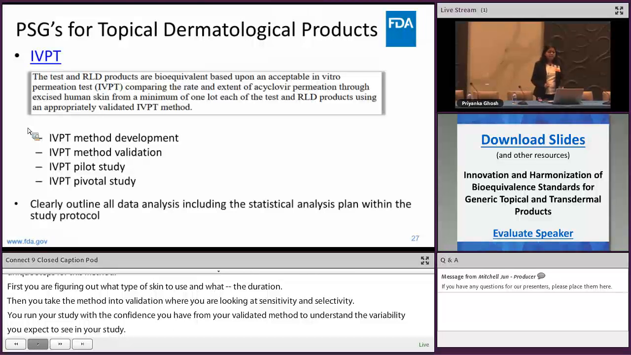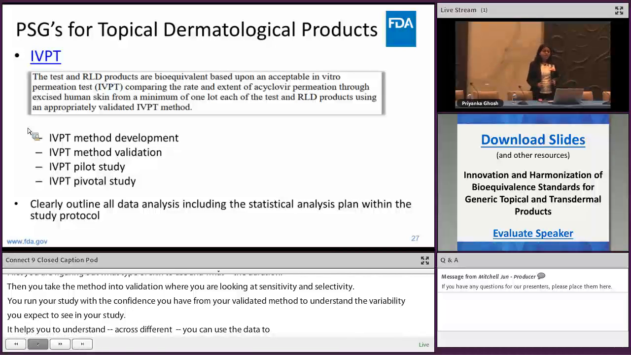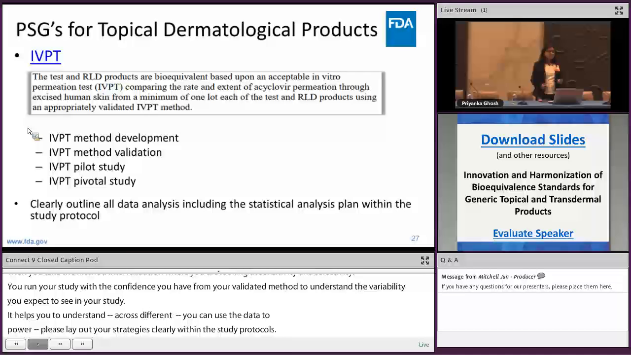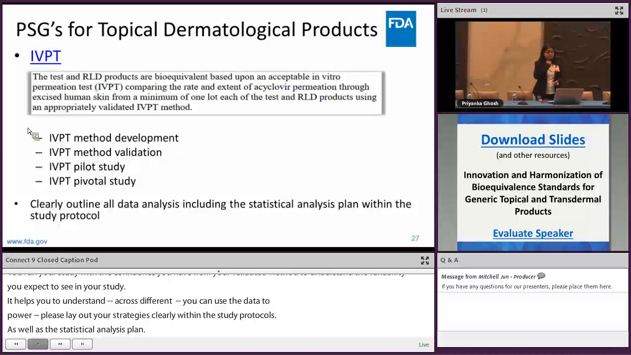One quick clarification here, please lay out your method development and validation strategies clearly within the study protocols as well as your statistical analysis plan, and this is very important for our IVPD study. I'm not going to talk about the PK studies because they are well understood, but if you have any questions related to any of these last three studies, please feel free to bring them up during the discussion session.